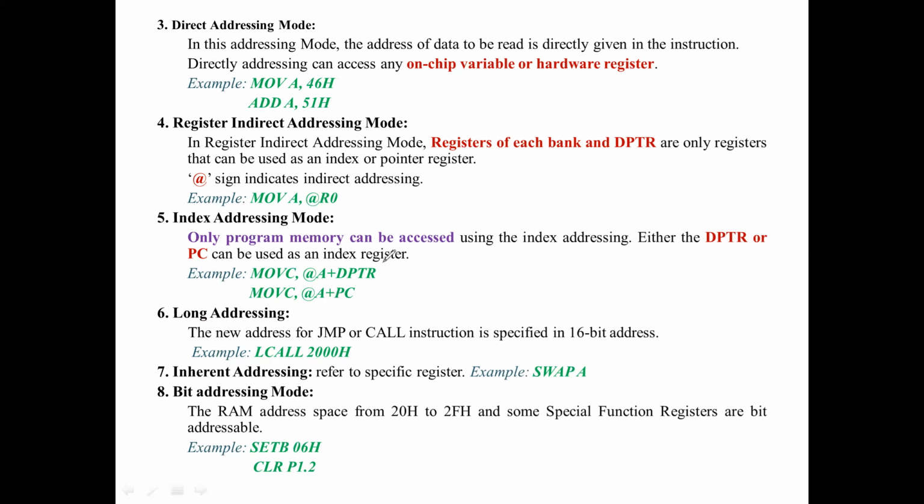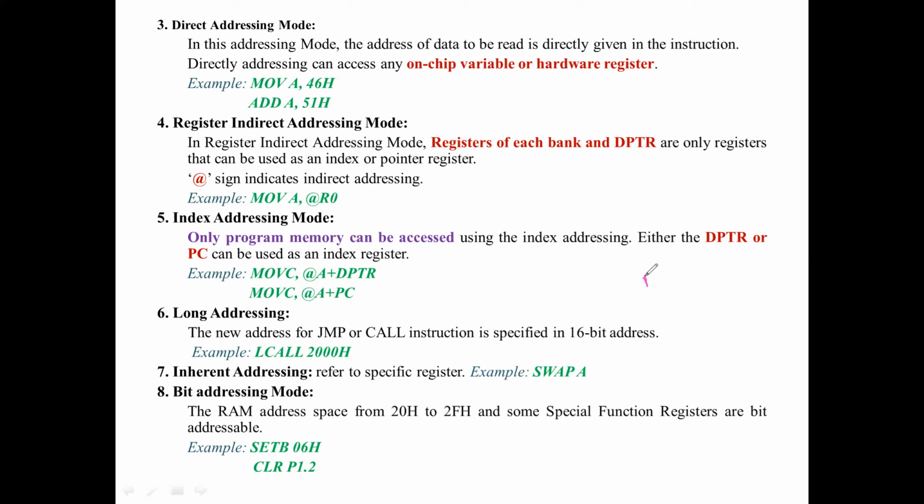Subprogram starts. So you can have a 16-bit address, where you can jump to the corresponding 16-bit address. See, the new address for a jump or call instruction is specified in a 16-bit address. So this is the 16-bit address where you are going to call now for executing a set of instructions. The set of instructions will be executed. You will be jumping to the corresponding address.